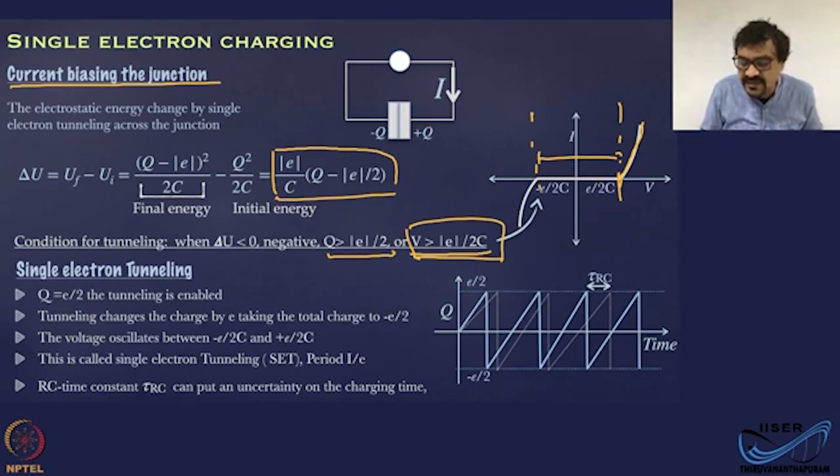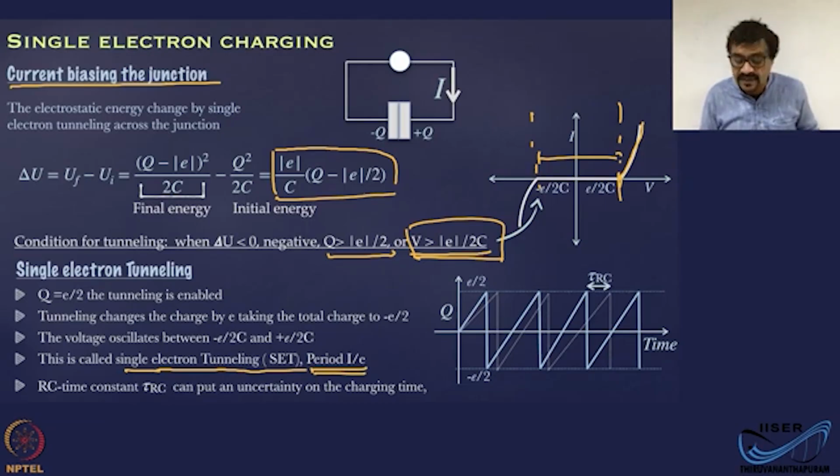For 2 electrons, you have to put 2 E square by 2C, not E by 2C or E by C. That is not the voltage required. We are looking at the voltage which is in the vicinity of E by 2C. So this process where the electrons tunnel one by one is called single electron tunneling, or in short SET. And this happens at the period I by E.